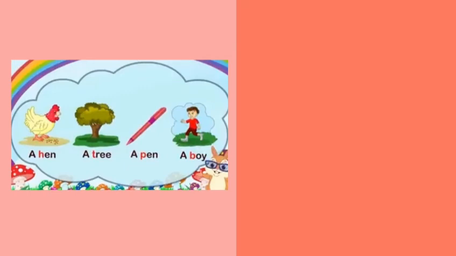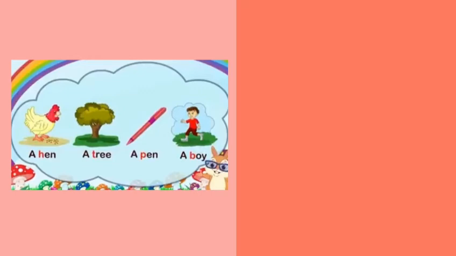Let's have some more examples for better learning and understanding. These are the pictures of nouns that start with a consonant sound. A hen. H is a consonant. So we write it as a hen. A tree. T is a consonant. So we write it as a tree.